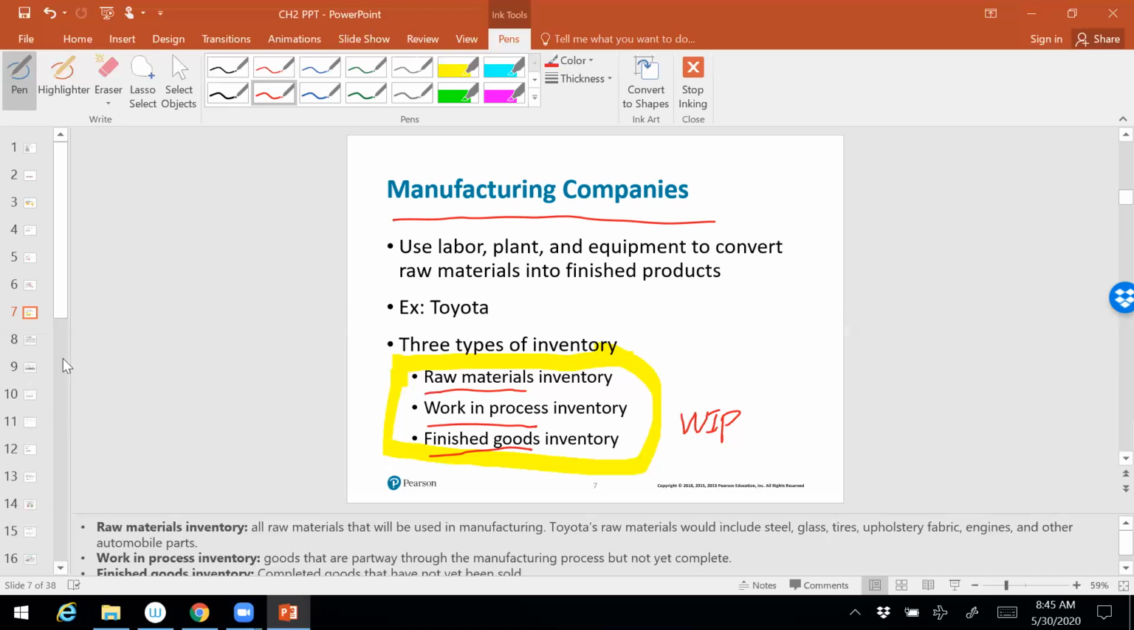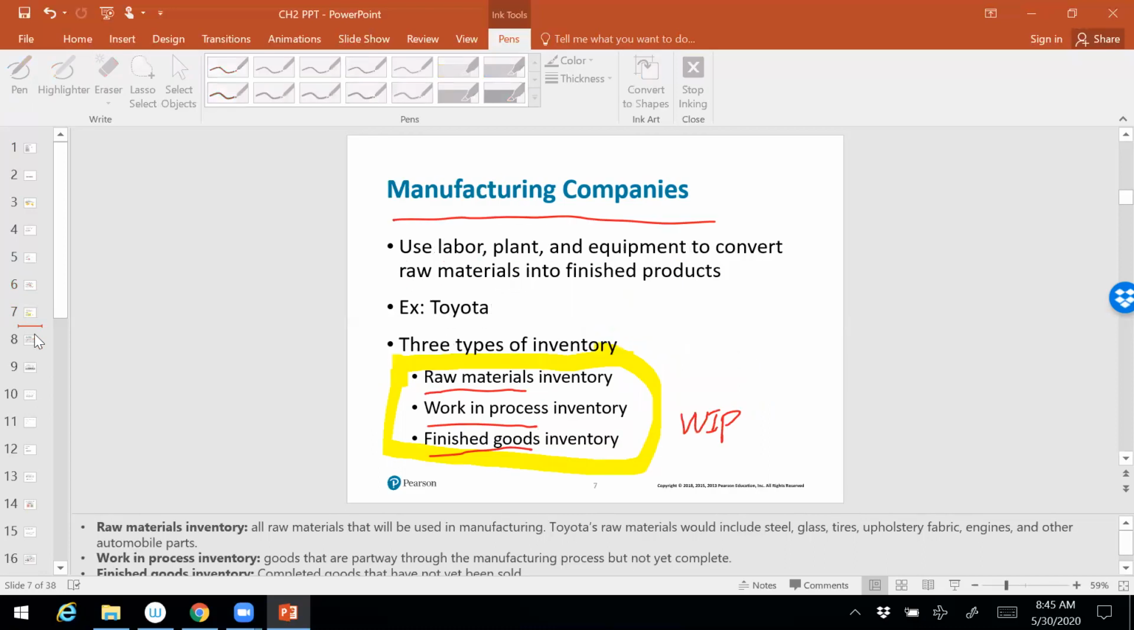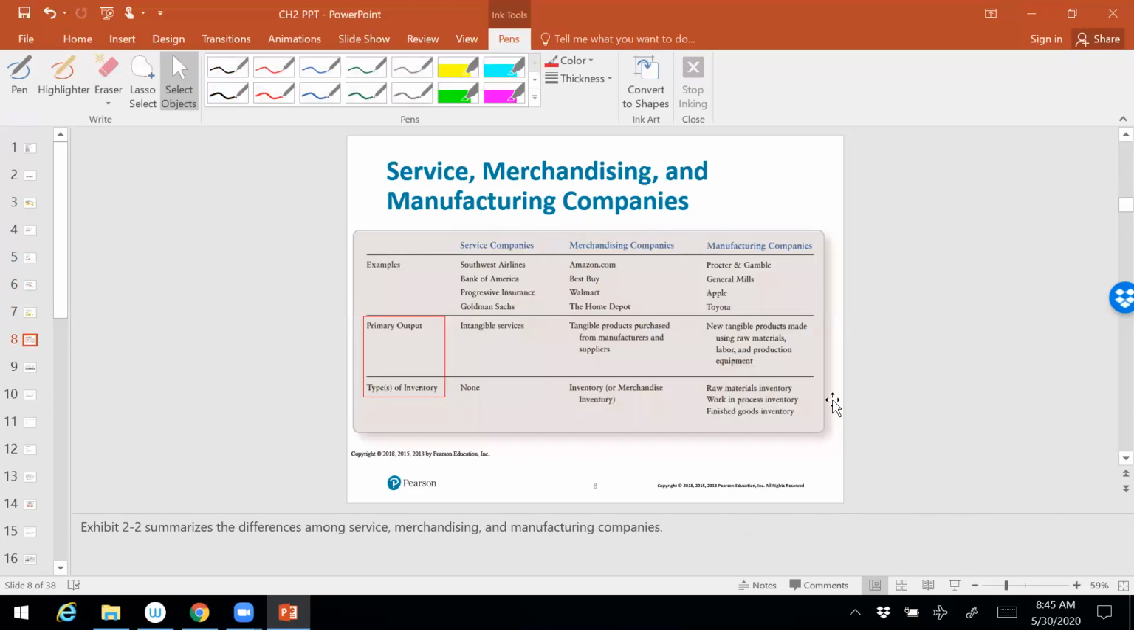I'll go back to merchandising. Merchandising only carries one type of inventory. Basically, it's the finished goods, right? You go to Walmart, you go to Target, you want to buy cereal. You don't want to find the one that is just partially finished, the work in process cereal that just has the box but not the real cereal. You want the finished cereal. So you can compare those three types and see the difference. The textbook also gives you a list, so you can go back there.